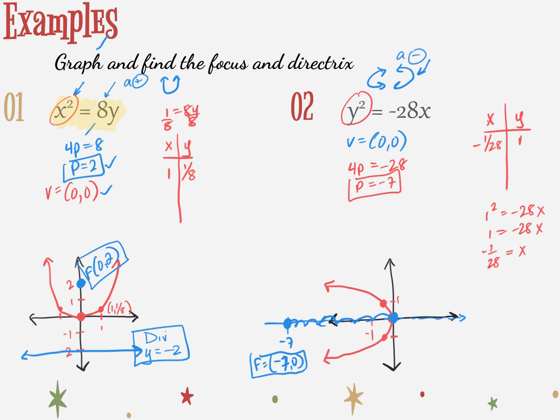And I know my directrix is going to go 7 in the other direction. 1, 2, 3, 4, 5, 6, 7, right? So that's going to take me to 7, 0, but basically remember it's a line. So it's going to be this vertical line that goes through it at x equals 7. So my directrix is x equals 7. My focus is this point here at negative 7, 0. So remember, your directrix is always the equation of a line. Your focus is an ordered pair. And that's going to be all you need for this problem.